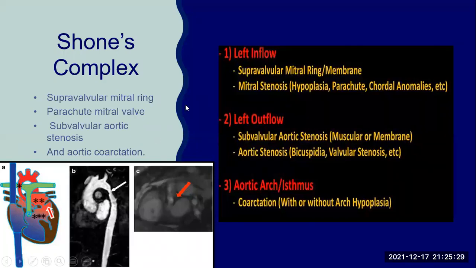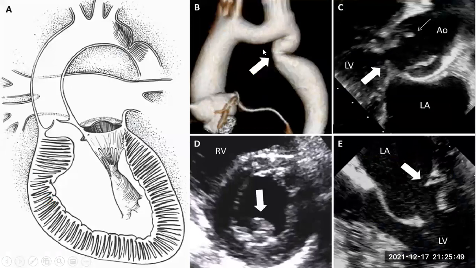Shone complex. What is Shone complex? It is an association of different anomalies, and the most important is the supravalvular mitral ring. We can have a parachute mitral valve that we're going to discuss later, a subvalvular aortic stenosis, and aortic coarctation. Okay, here we can see aortic coarctation. We have a patient here with a parachute mitral valve and a single papillary muscle. And here we can see the ring.